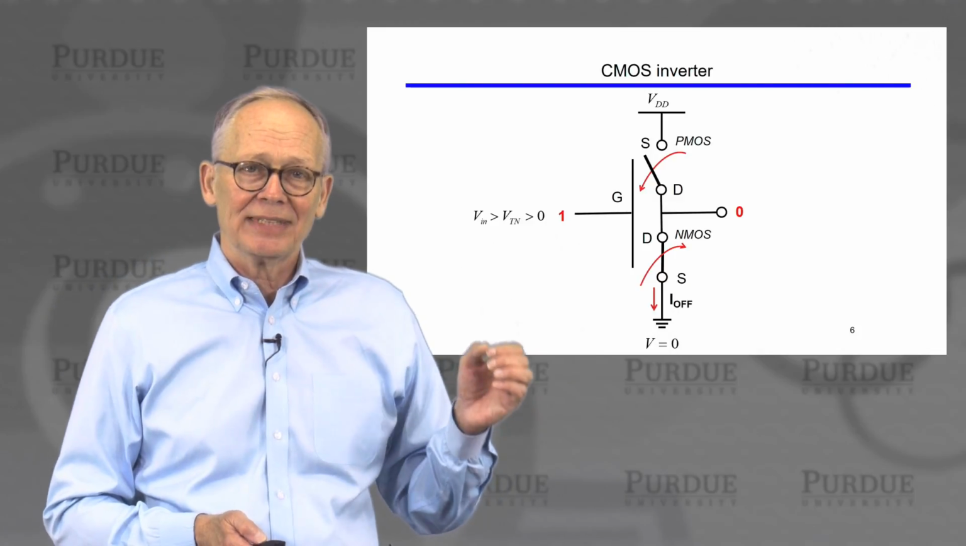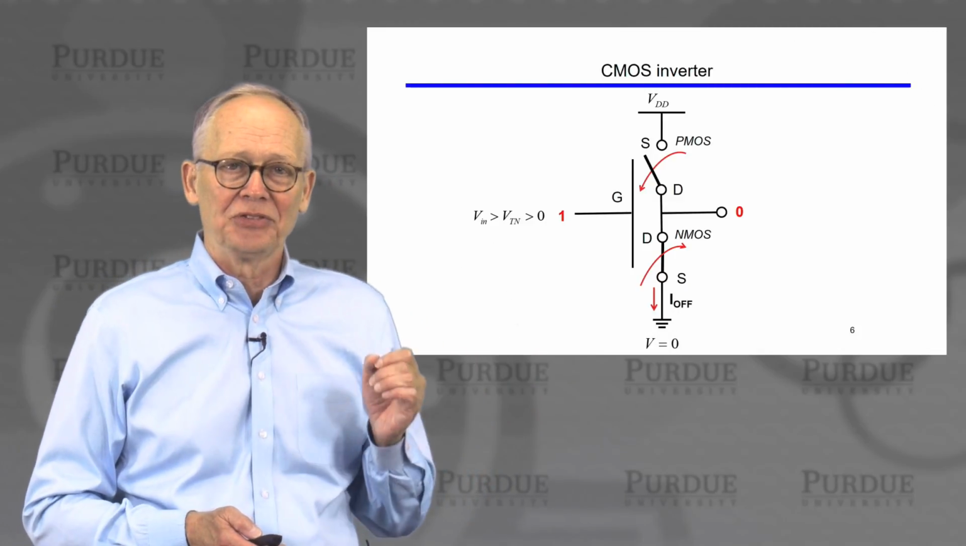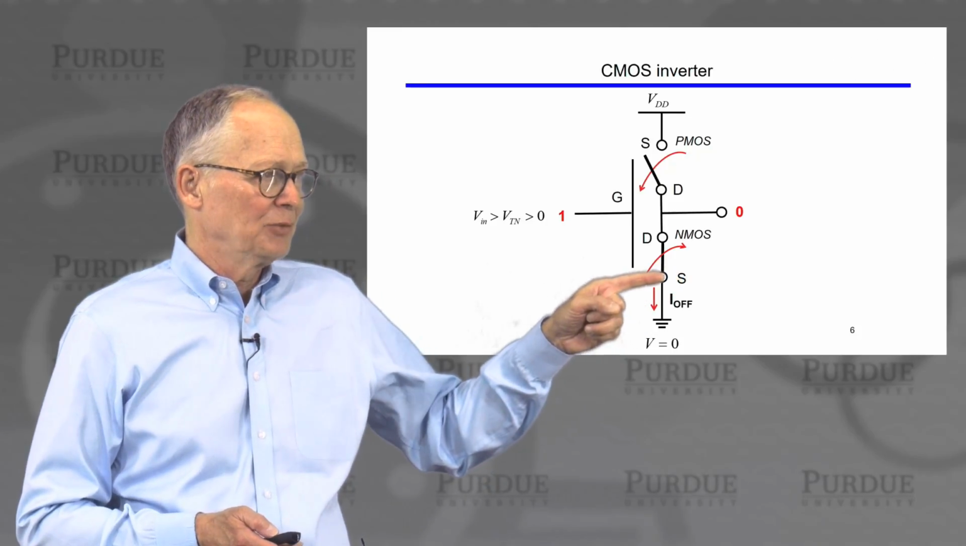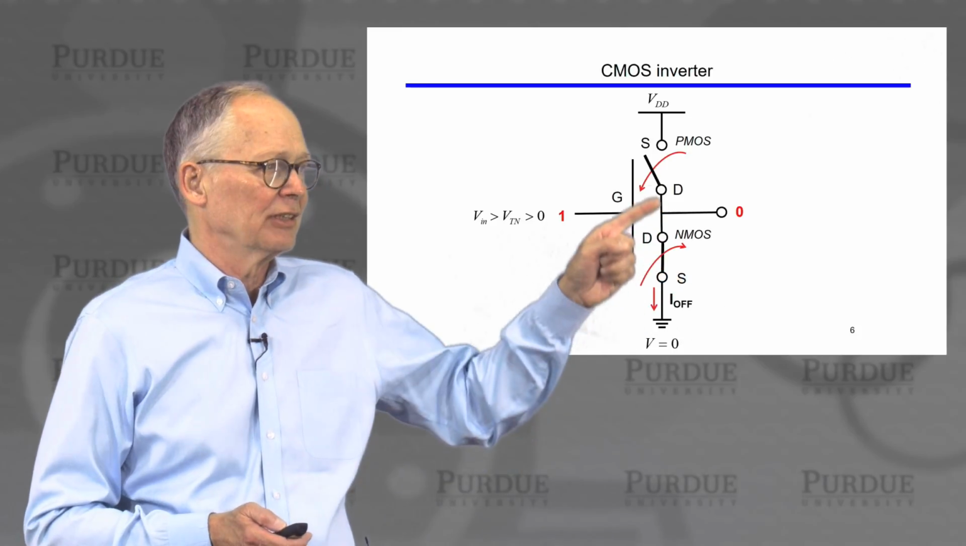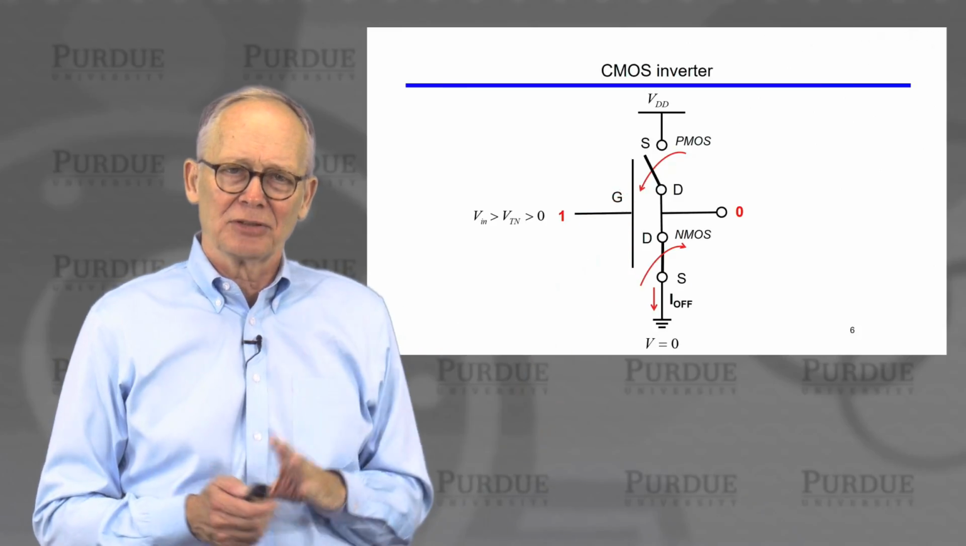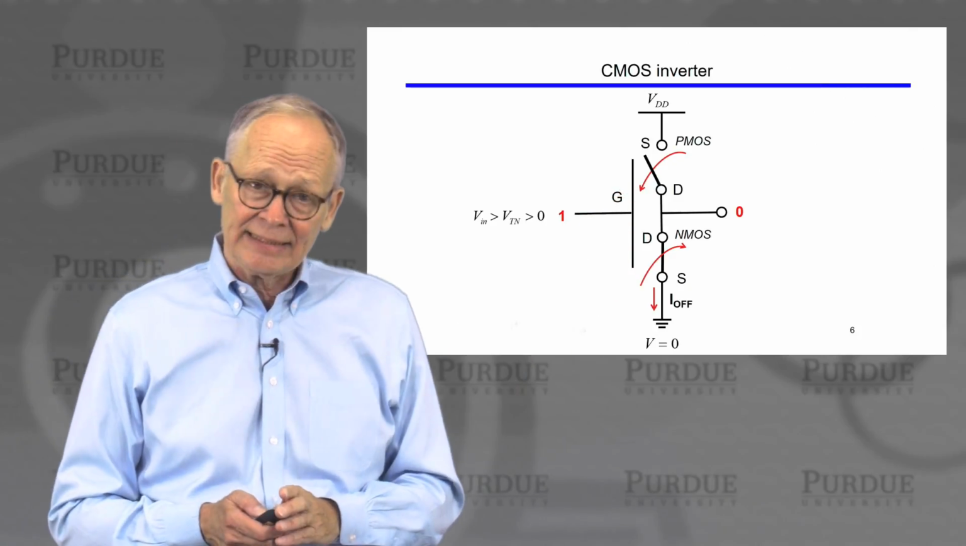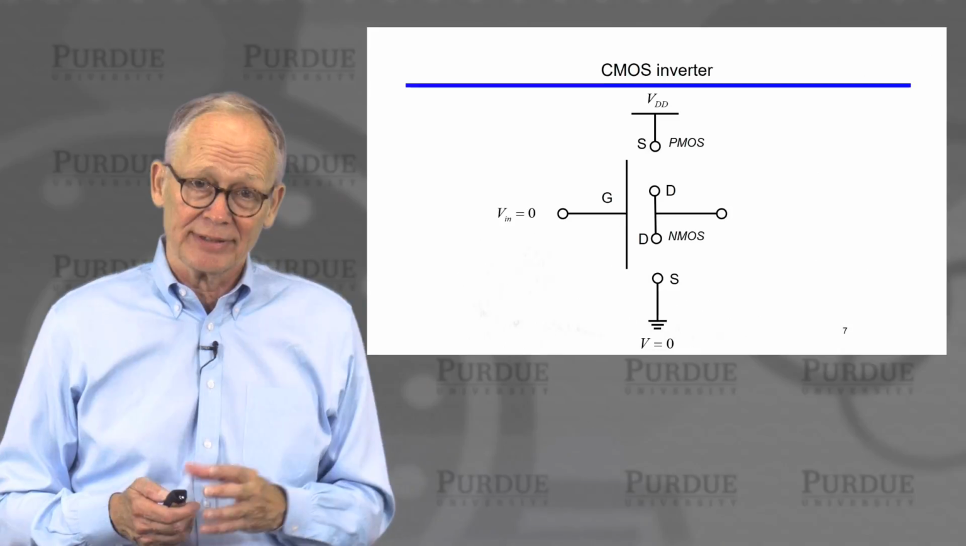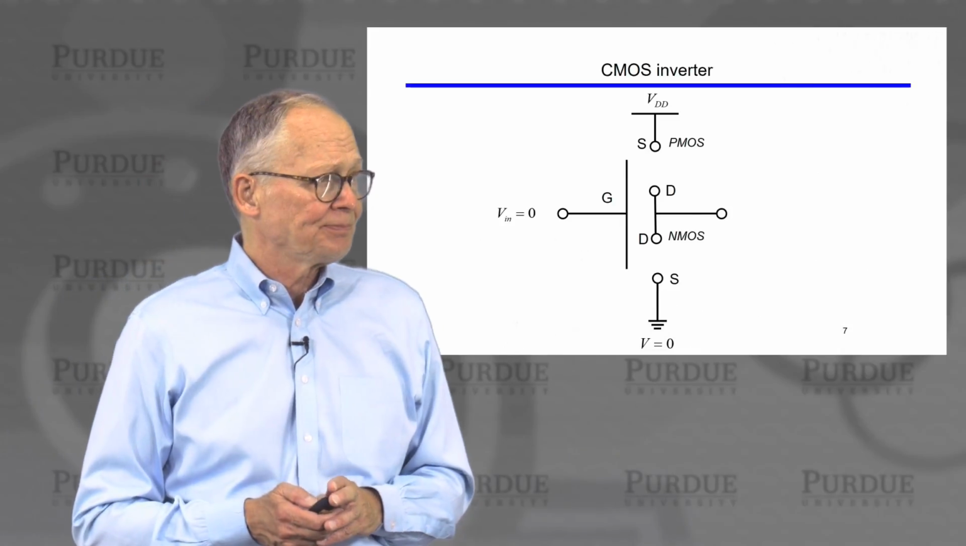Now, I'll point out that in an ideal transistor, there would be 0 current flow. But in real transistors, there'll be some leakage current. Even though one of the switches is open, there's a little bit of leakage current that can flow, and that leakage current has become very important these days.